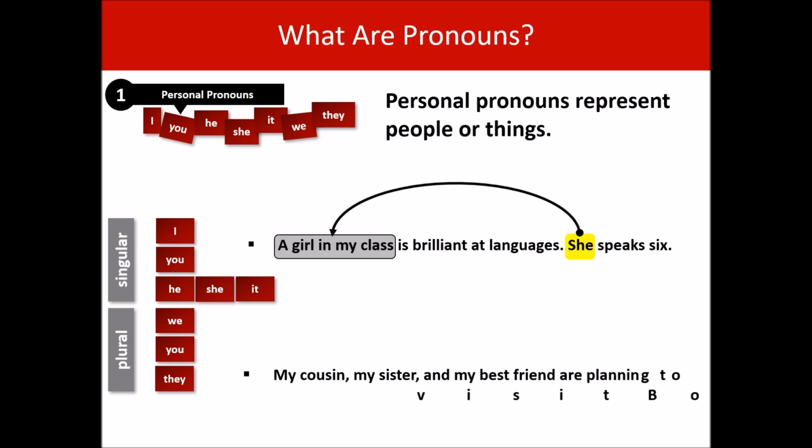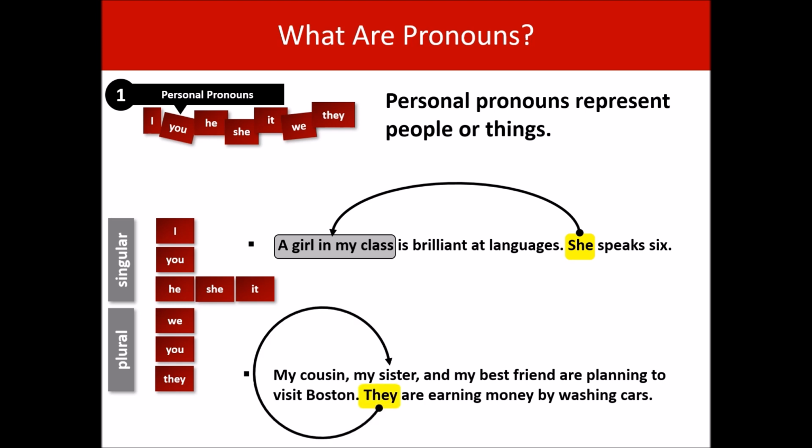My cousin, my sister, and my best friend are planning to visit Boston. They are earning money by washing cars. They is our pronoun, and it replaces the noun phrase my cousin, my sister, and my best friend, which is the antecedent of the personal pronoun they.